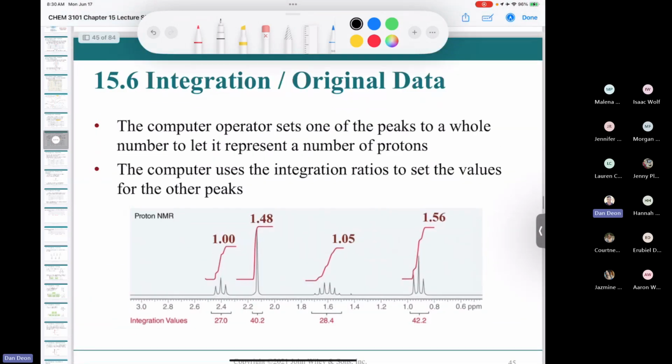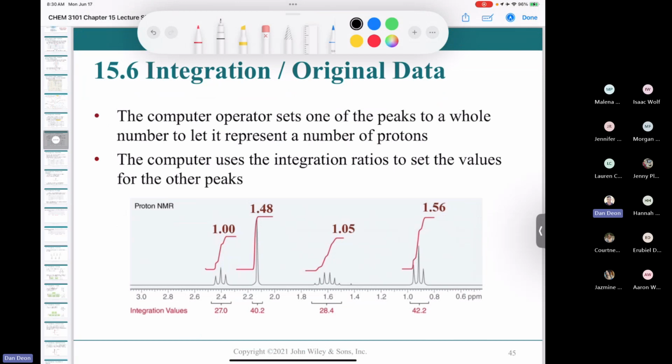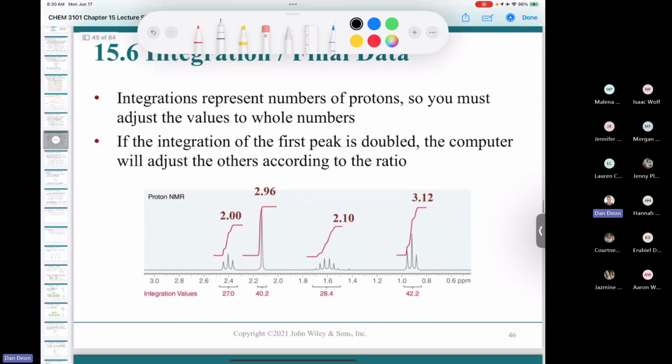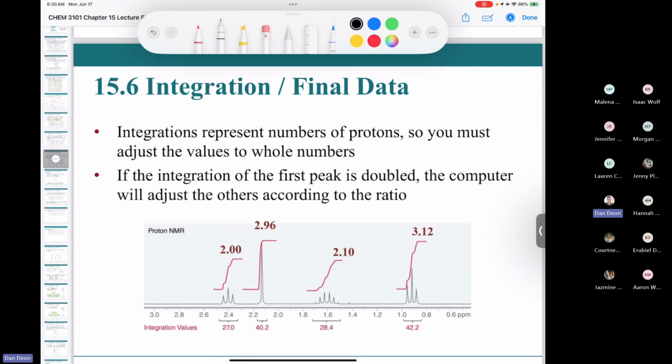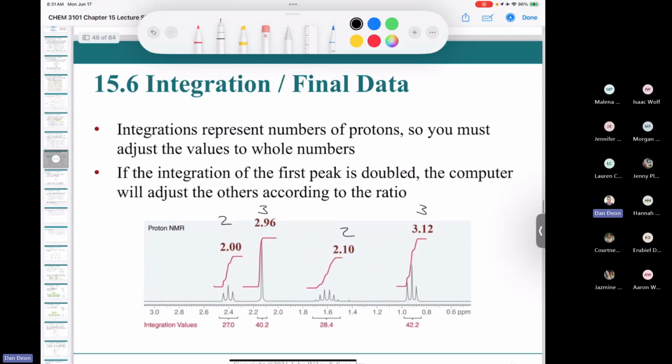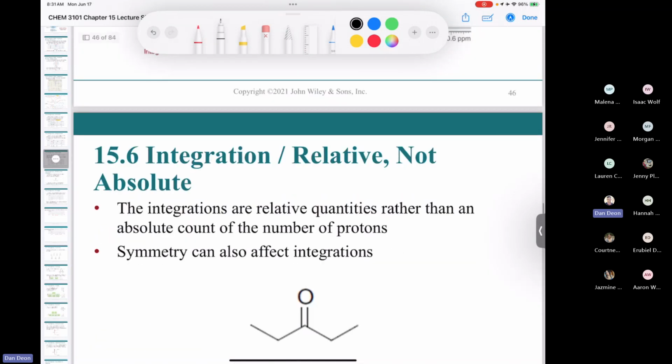All right. So again, what I did on the last slide is I divided every single one of those numbers by the smallest number, 27.0, again and again. And the numbers that I got are the ones at the top here. Again, these are not precise numbers of protons, but they give you an idea. If you multiply everything by 2, you get these numbers, but these are close enough to 2, to 3, to 2, to 3. Again, it's very close to the relative number of protons. Give me a thumbs up if you're with me on the idea of integration and how it works, what a step curve is, and what those numbers mean. So again, it's a relative number of protons.